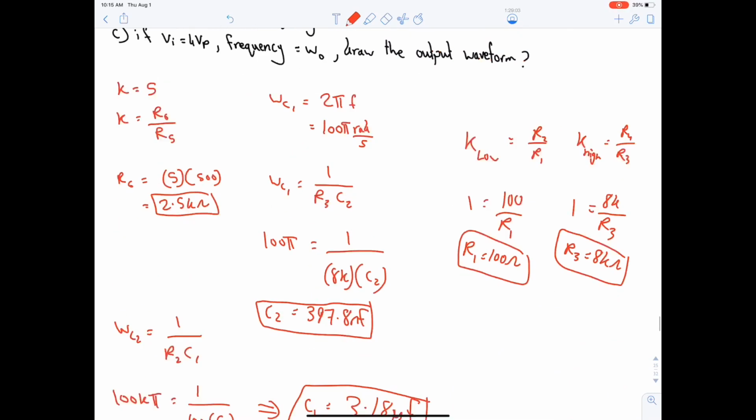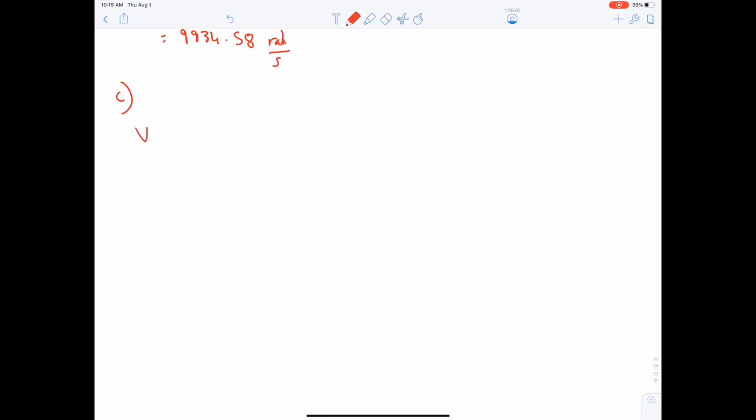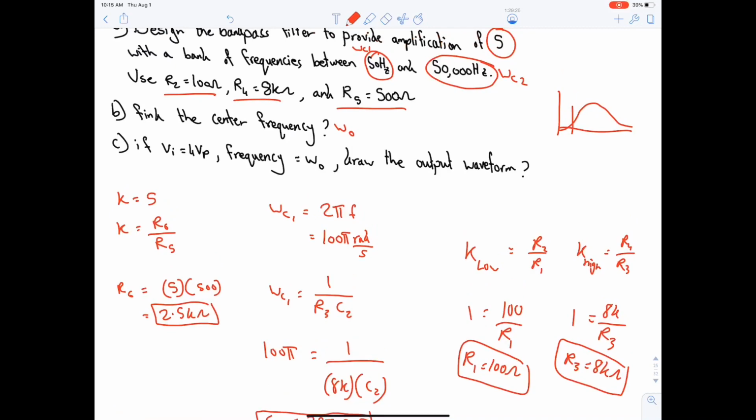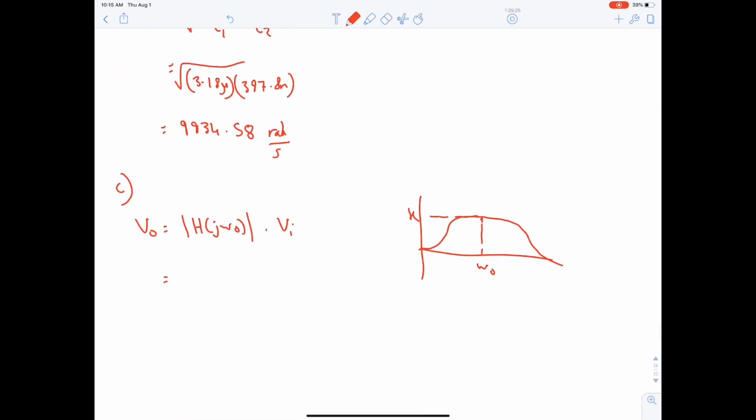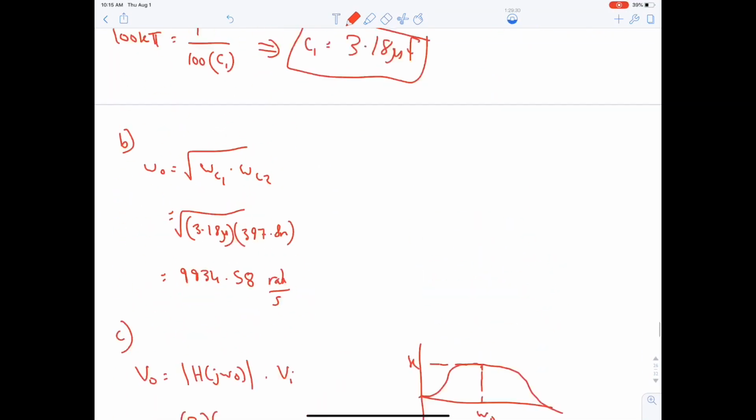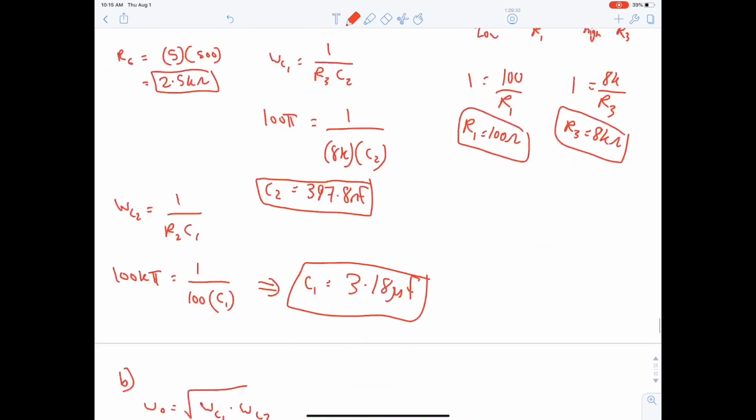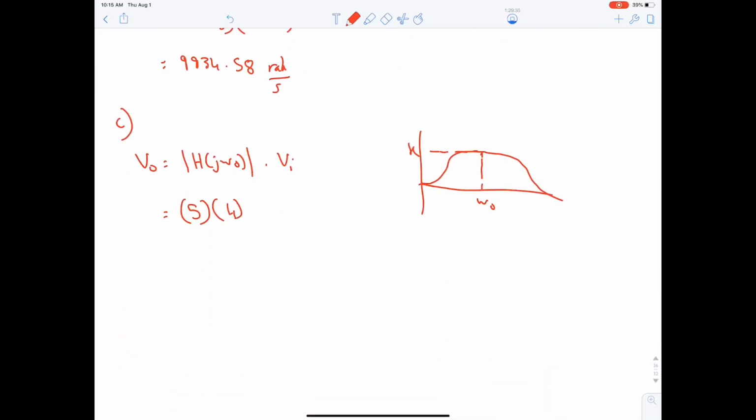For the third part, it says if Vi is 4 volt peak, frequency at omega naught, draw the output waveform. So we need to find V output, which is the magnitude at omega naught multiplied by V input. No, this is the active band pass. This is omega naught, and the magnitude is K, and here K is 5. So 5 multiplied by V input, which is 4, and you will end up with 20.